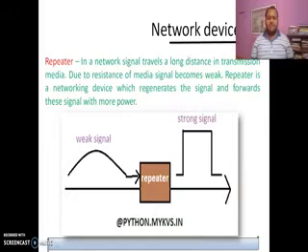Now next thing is the repeater. Friends, repeaters are used when we have to transmit our data over long distances. There are certain limitations, that we can only transmit data up to a certain range. If we want to transmit data beyond that range, the signal will get distorted. It is a weak signal. So repeaters are networking devices which regenerate a signal and forward it with more power. It means it will again just encapsulate the signal and forward it.